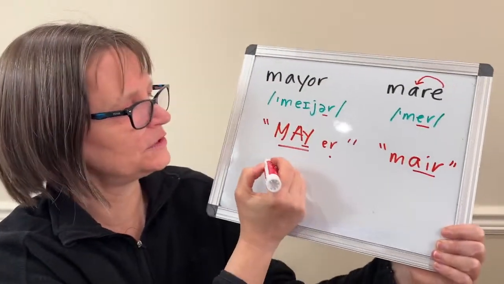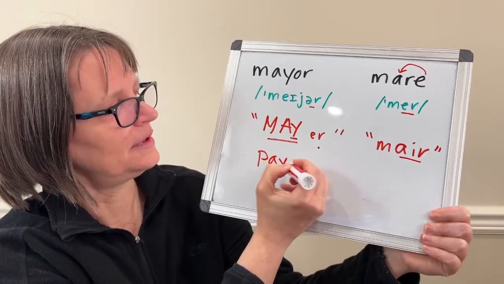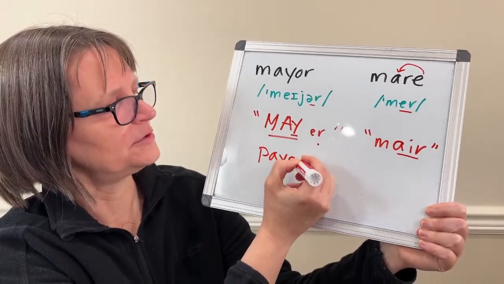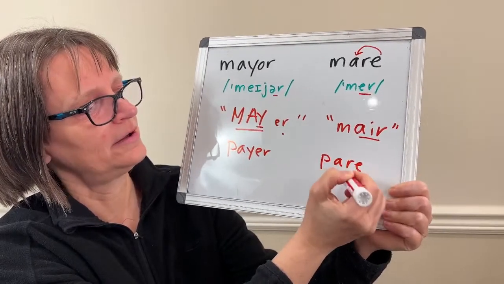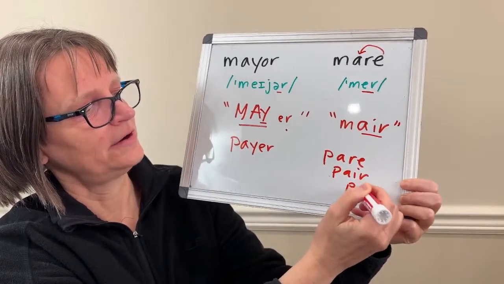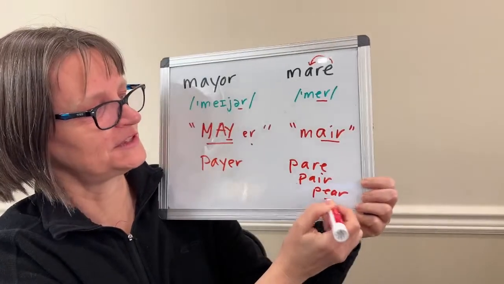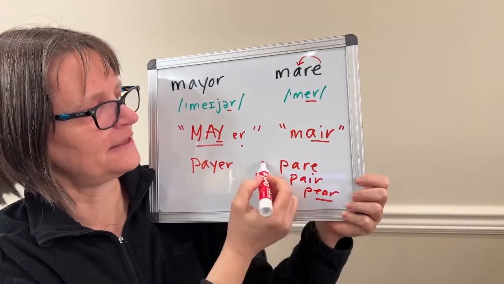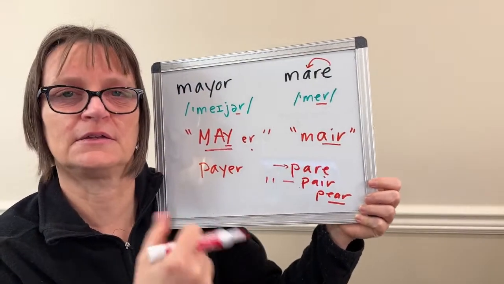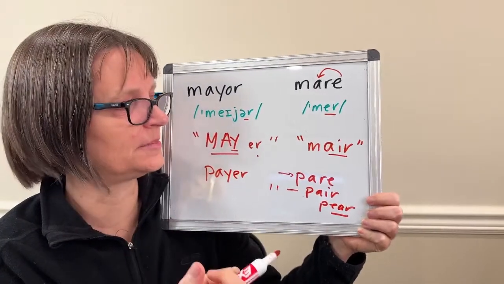Same thing happens in words like payer, someone who pays, and pair or pear. All 3 of these are the same. So this is pear the fruit. This is pair like 2 things that go together. This is pare like in cut up a fruit, cut up something.